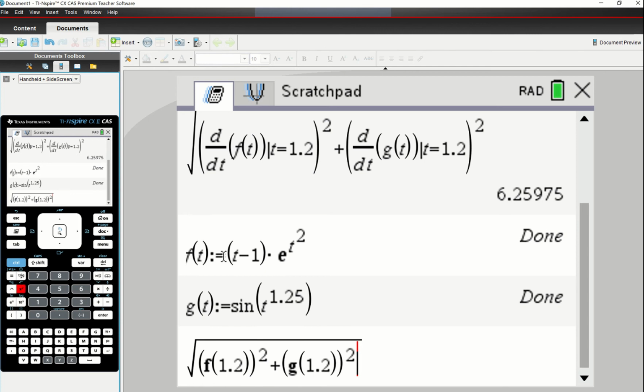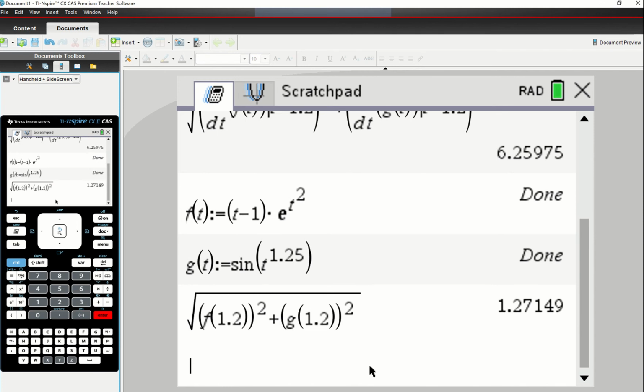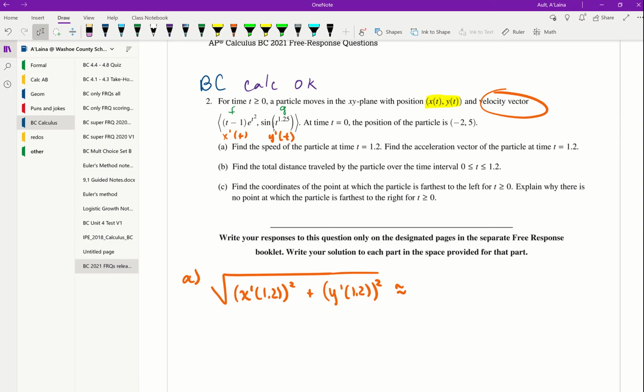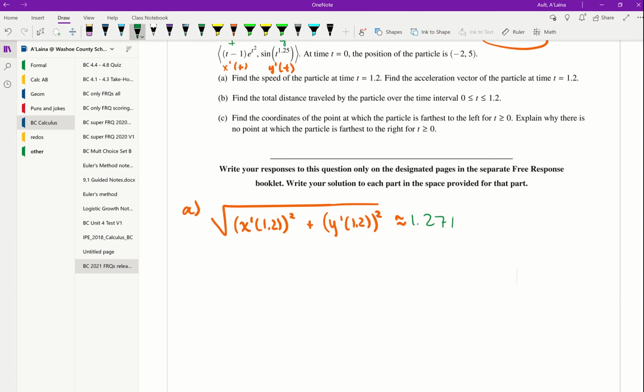So notice f is the derivative of x, g is the derivative of y. These are already derivatives. You don't want to take a derivative again like I tried to do up there. That was wrong. And then I'm going to square that. And that's going to give me my speed at 1.2. So 1.271. You can go to more decimal places. You just cannot go to fewer.